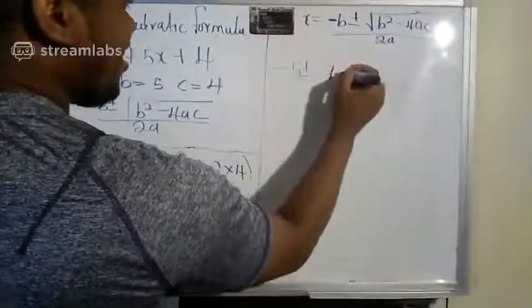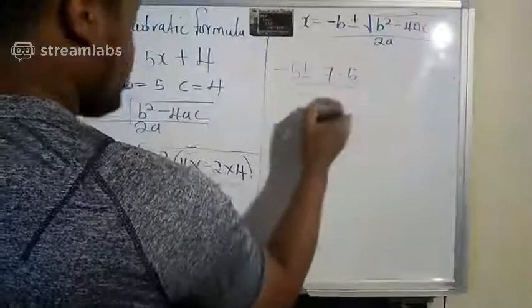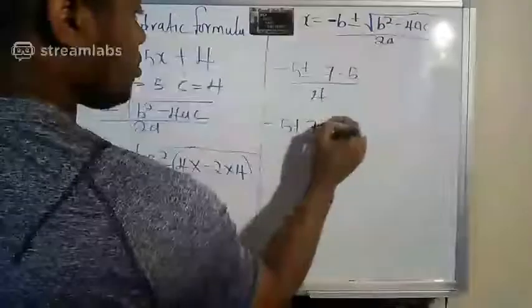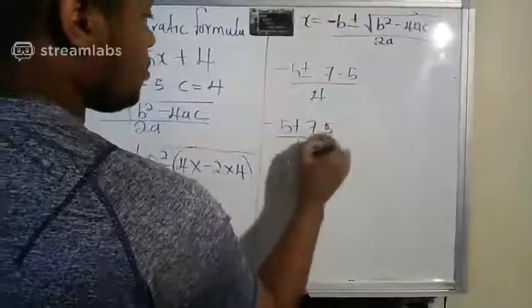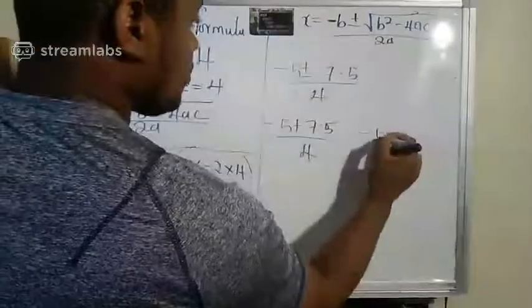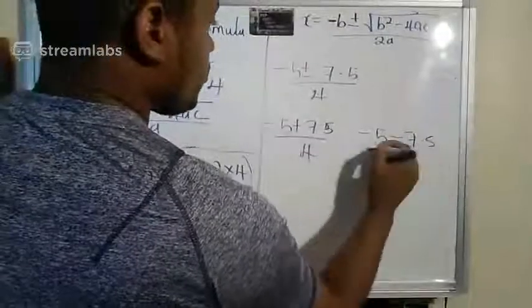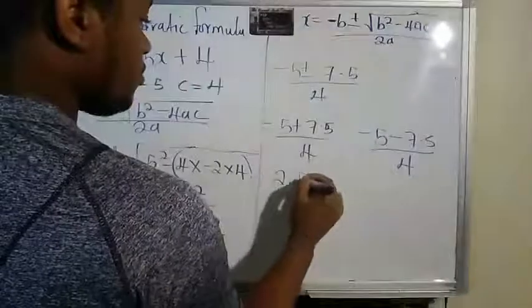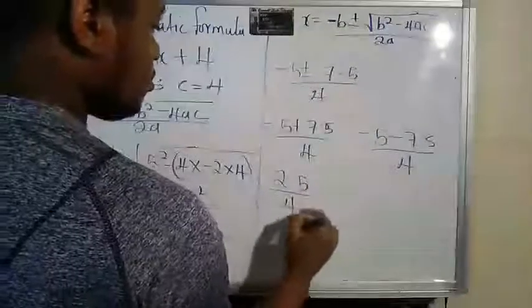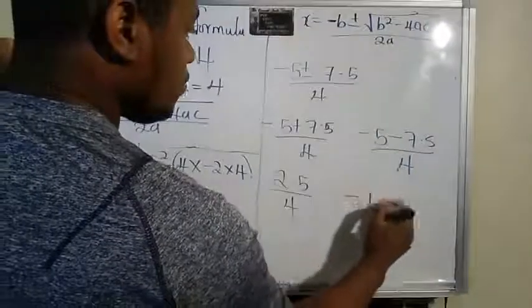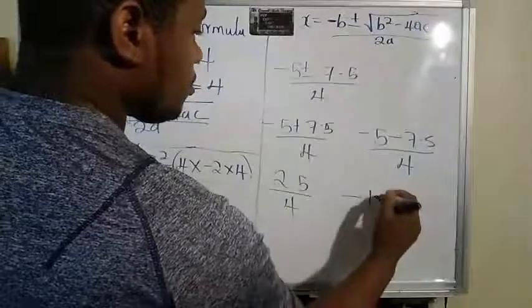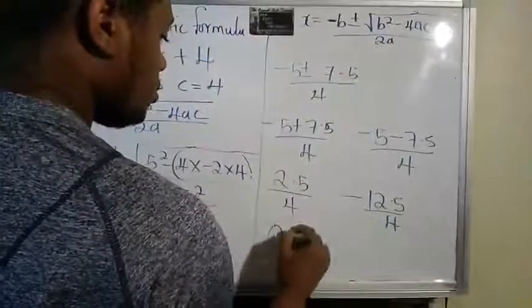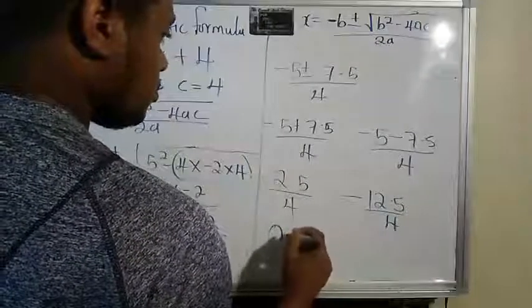7.5 divided by 4. And then plus 5 divided by 4. Minus 5, minus 7.5 divided by 4. So this gives what? 2.5? Negative 12. So this is our zero point, negative 0.62.